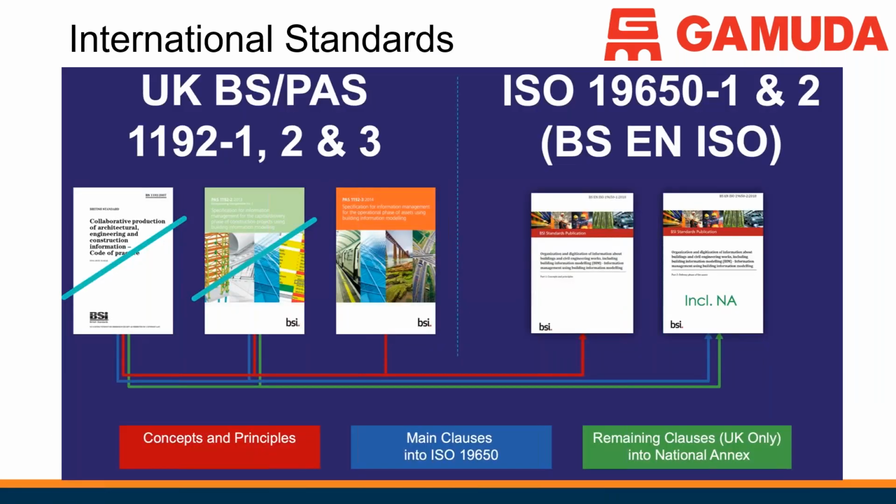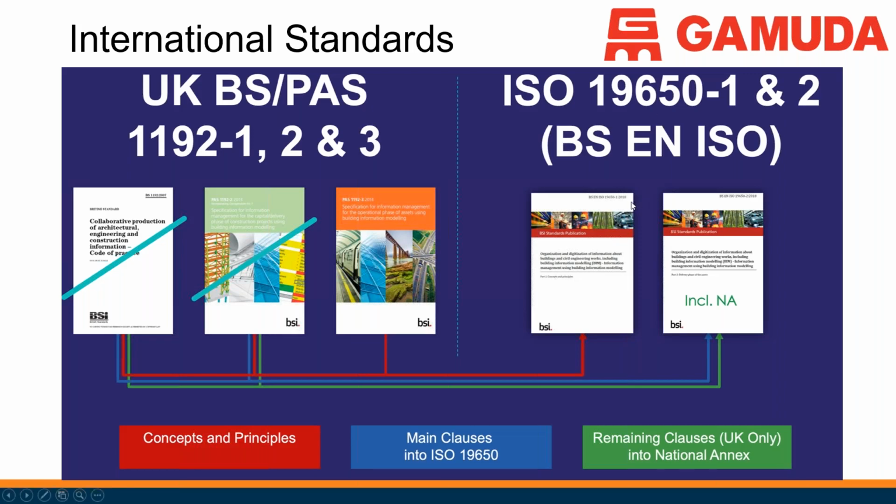So the 1192 suite of 1192 1, 2, and 3 has become ISO 19650 Part 1 and Part 2. Essentially, these are now a global standard. They're going to be used for work in Singapore, they're going to be used for work in Hong Kong, they're certainly going to be used for work in Malaysia in the coming years. And these are documents that you're going to have to understand and learn.